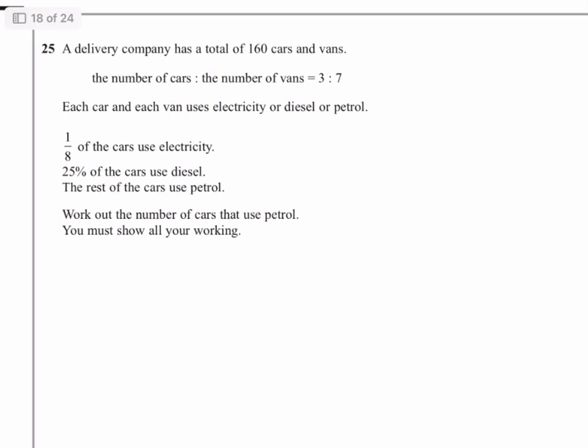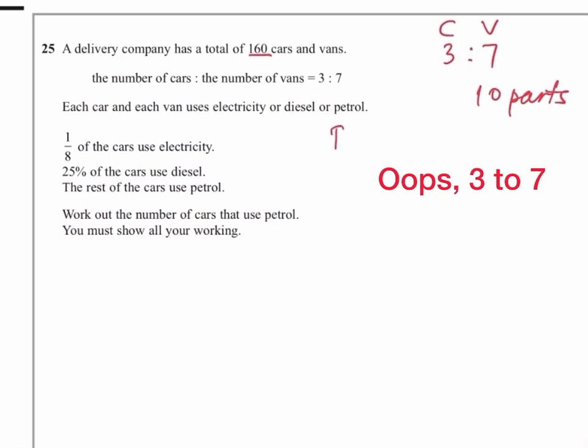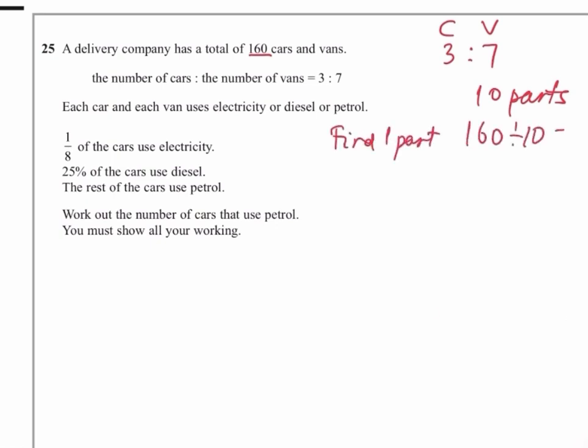Okay, that's the big question with many steps, and we're going to work out first the ratio of the cars. The split in the ratio, cars and vans, is 3:10. So 160 is the total. Let's add the parts together. That will be the first step. Divide 160 by that and you get one part, which is 16.